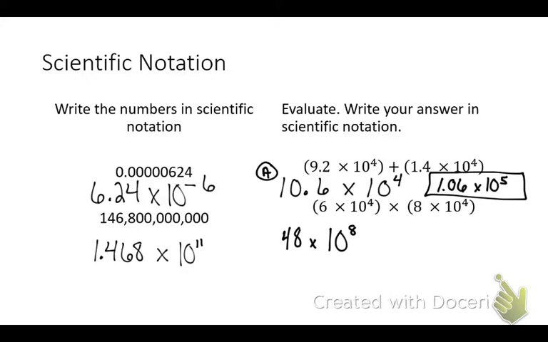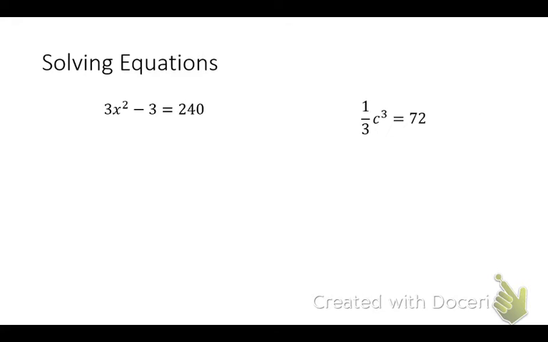However, is this my final answer? No. What do I need to do, guys? Add 1 to the left. 4.8 times 10 to the 9th power. I must bump my decimal to give me a number between 1 and 10. When that happens, I must add 1 to my power. Okay? All right, one more slide.